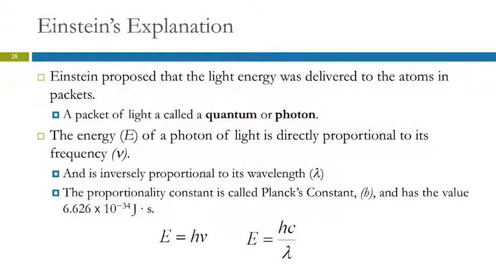To explain this, Einstein proposed that light energy was delivered to the atoms in little packets, particles or pieces of light. Those are called quantums or photons. The energy of a photon, a piece of light, is directly proportional to its frequency. So it's inversely proportional to its wavelength. There's a proportionality constant involved. It's called Planck's constant. It's given the symbol lowercase h. So we can say that the energy is equal to a constant times the frequency. Energy is equal to a constant times the speed of light divided by the wavelength. Planck's constant has this value. I'll give that to you on an exam, 6.626 times 10 to the minus 34 joule seconds.